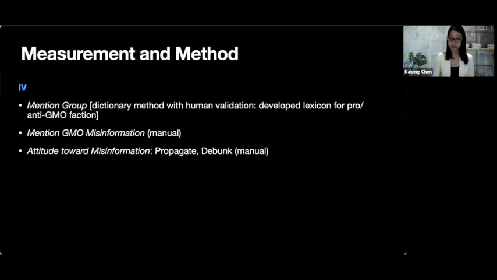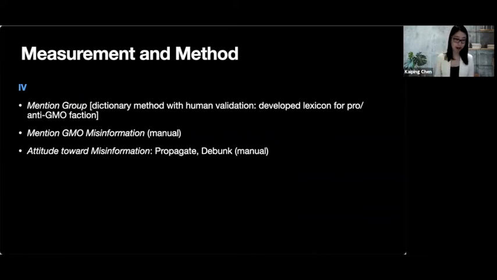We developed a dictionary to capture the reference to this factional language. And we also do a human validation check of this group language. And also, about GMO, not every post is misinformation. So we have a variable to code whether a post talks about GMO misinformation or not.